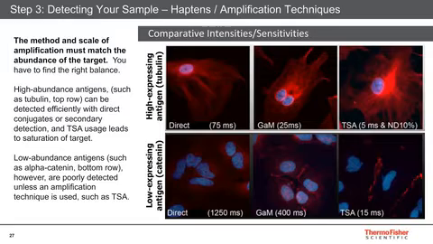Whereas if you're going with a low-expressing target like alpha-catenin on the bottom, a direct conjugate or a goat anti-mouse secondary was not enough to detect it. You're not getting a strong enough signal over background. But if you use tyramide signal amplification, now you only have a 15-minute exposure and a nice bright signal with good signal to background.